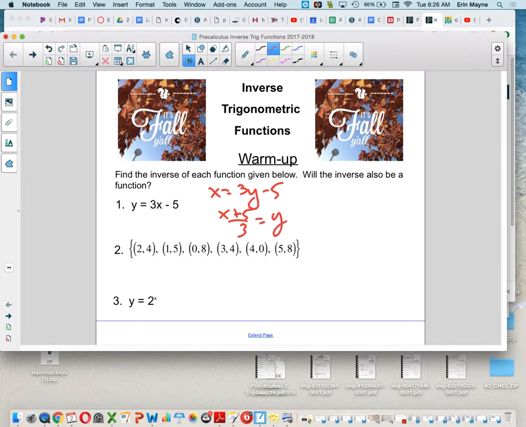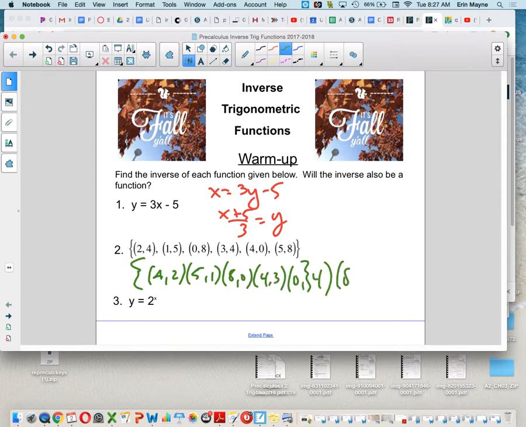What about if I just gave you ordered pairs? What if I ask for the inverse of this set of ordered pairs? What do I physically do? I just take those ordered pairs and what them? Yep, flip them. (4, 2), (5, 1), (8, 0), (4, 3), (0, 4), and (8, 5).